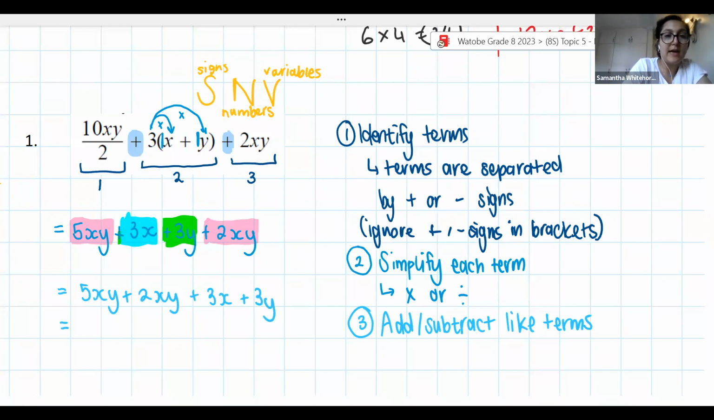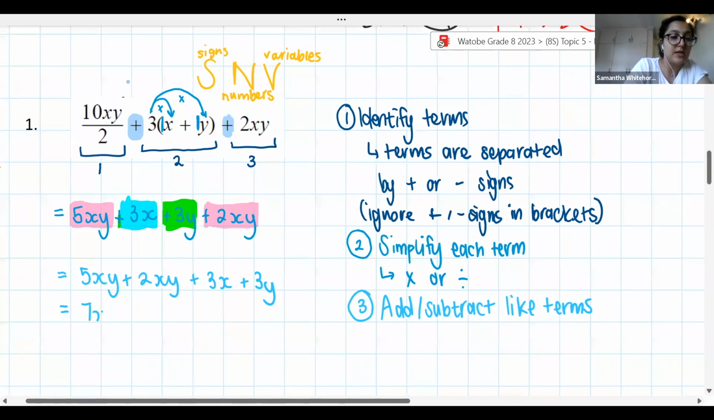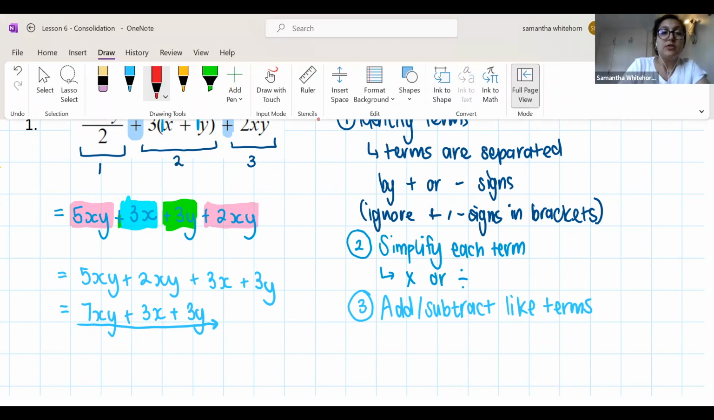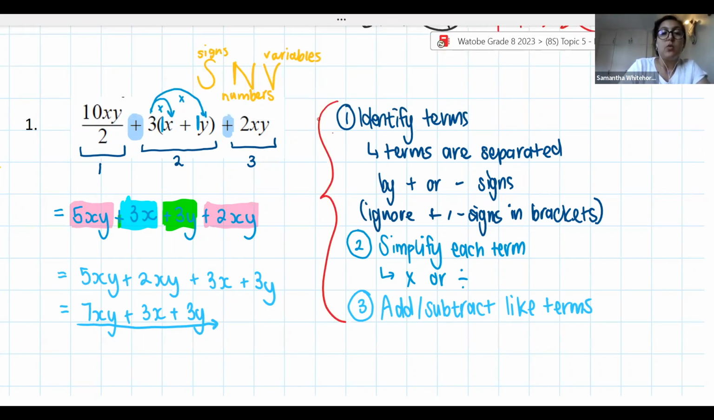And so now when I add my like terms, I've got 7xy plus 3x plus 3y. I've got no more like terms. I've got no more multiplication or division to do. So I have simplified my expression. So again, grade 8s, if we can do these 3 steps over here, we are able to simplify our algebraic expressions.